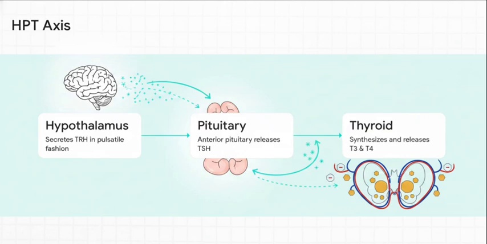So the hypothalamus secretes TRH in pulses, which then prompts the anterior pituitary to release TSH. TSH goes on to bind to receptors on the thyroid gland, commanding it to synthesize and release T3 and T4. And as those hormone levels rise in the blood, they exert a negative feedback effect. Basically, they tell the brain to dial back the stimulation. It really is biological precision at its finest.